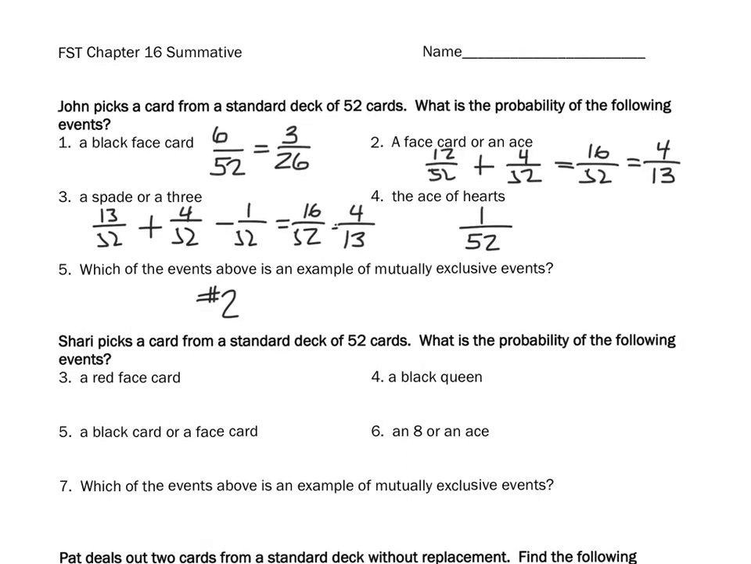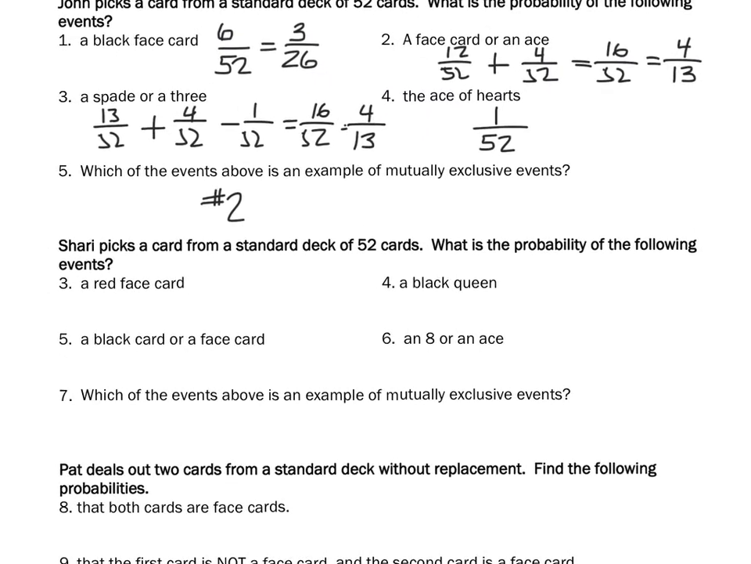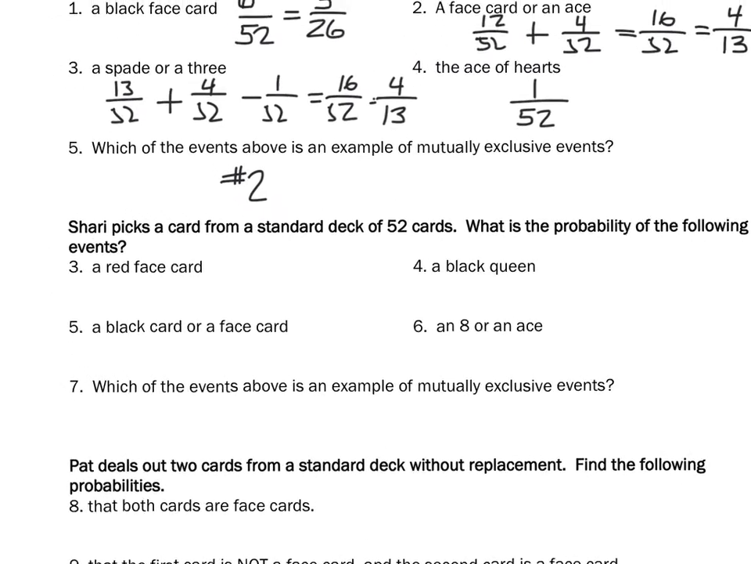Next set of problems here, same type of thing, picking a card out of a standard deck. A red face card, now we've got 52 cards. There are 6 red face cards, so that'd be 3 out of 26. A black queen, 52 cards. How many black queens are there? There are 2, which would be 1 out of 26. You could still do this by it's a black or a queen. Or no, it is an and problem, so that's the only way you could do that one.